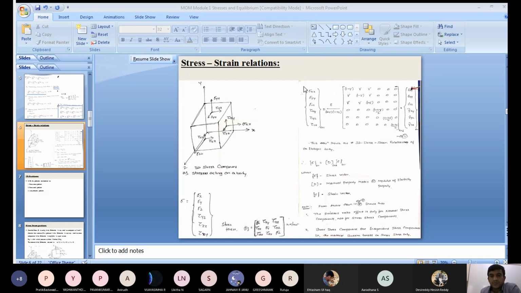Okay. After that, we know the stress-strain relationship here. This stress vector is 6 cross 1. This is a material property, and it is 6 cross 6. Then the strain vector is 6 cross 1. Okay, you should remember this. Now this is a material property. Again, for an isotropic material there are only 2 elastic constants. One is Young's modulus, another one is Poisson ratio. That is E divided by 1 plus mu.